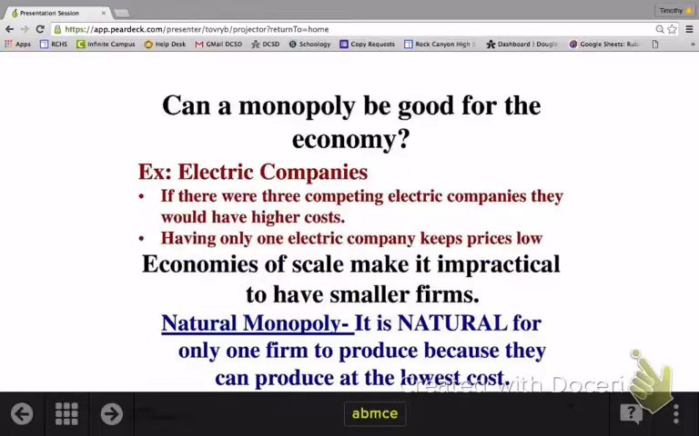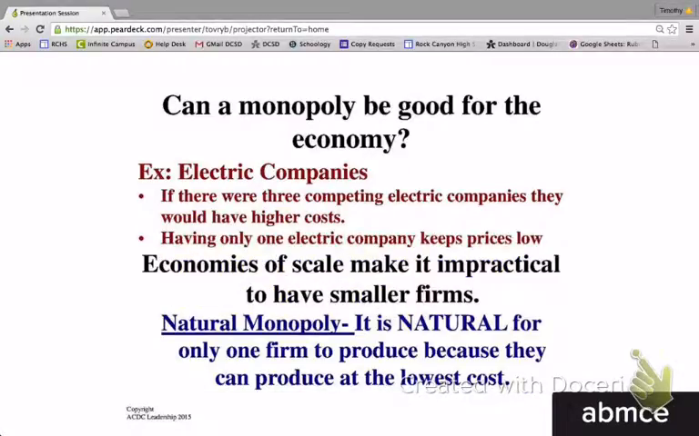Let's look at the first question. Can a monopoly be good for the economy? Well, in some cases, yes. Here's an example. Think of electric companies, power companies, like Xcel Energy in the Denver metro area that provides gas and electric power to our local customers. Now, instead of having just one company like Xcel, what if there were 3 competing electric companies? Well, the problem with that would be that they would all have higher costs of producing electricity than one company alone. Having only one electric company keeps prices low. Why?